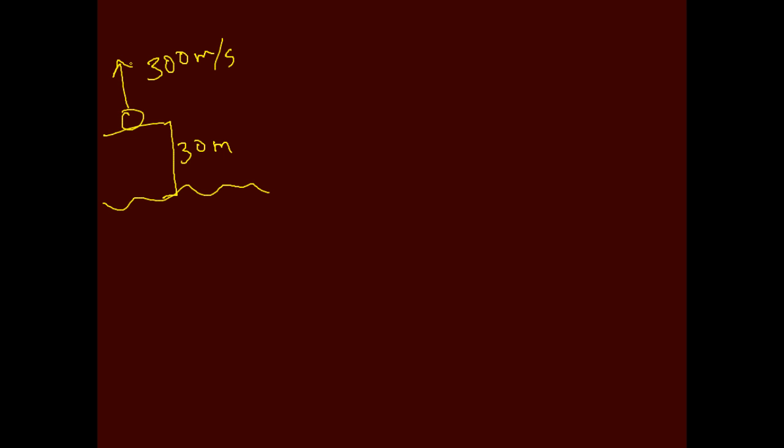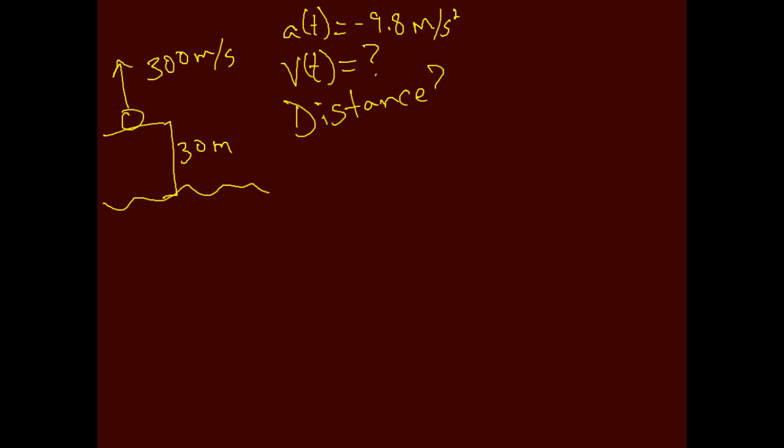Let's say the only acceleration acting on this cannonball is the acceleration due to gravity, which we'll say is a constant negative 9.8 meters per second squared. All right, and we want to know a few things. One, we want to know what is a function that relates the velocity to time. So we want to know what is a possible v of t. And we also want to know what is the distance that this cannonball travels, the distance that it's traveling in the air.